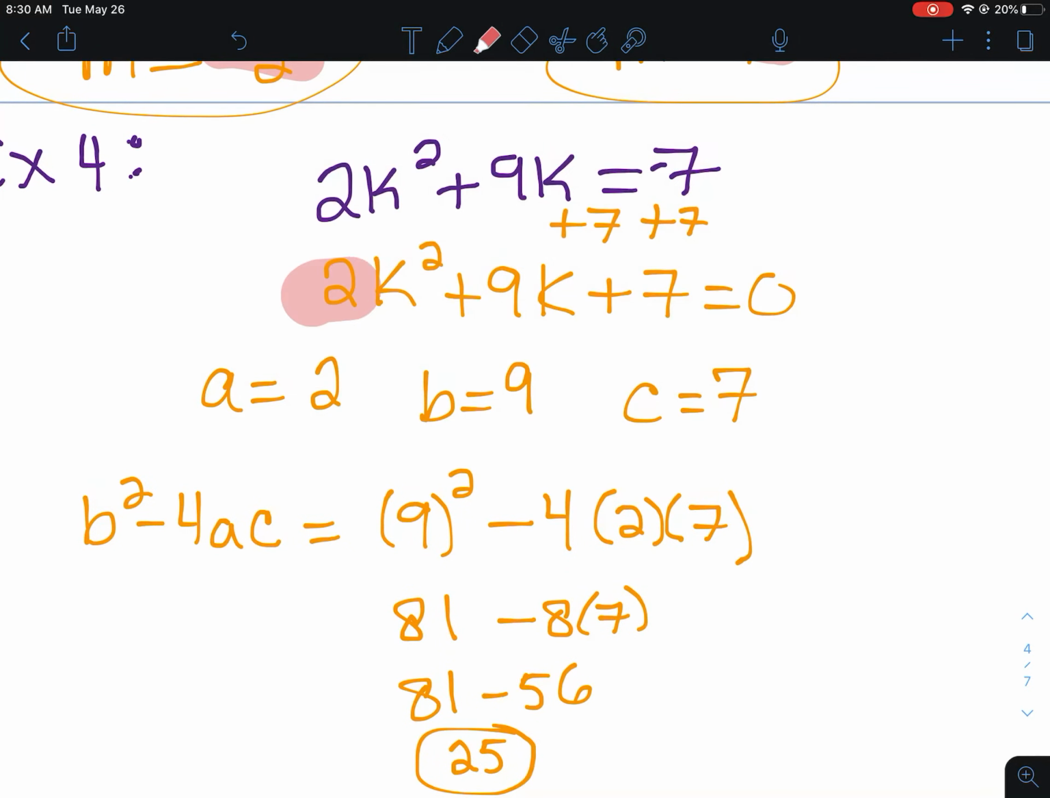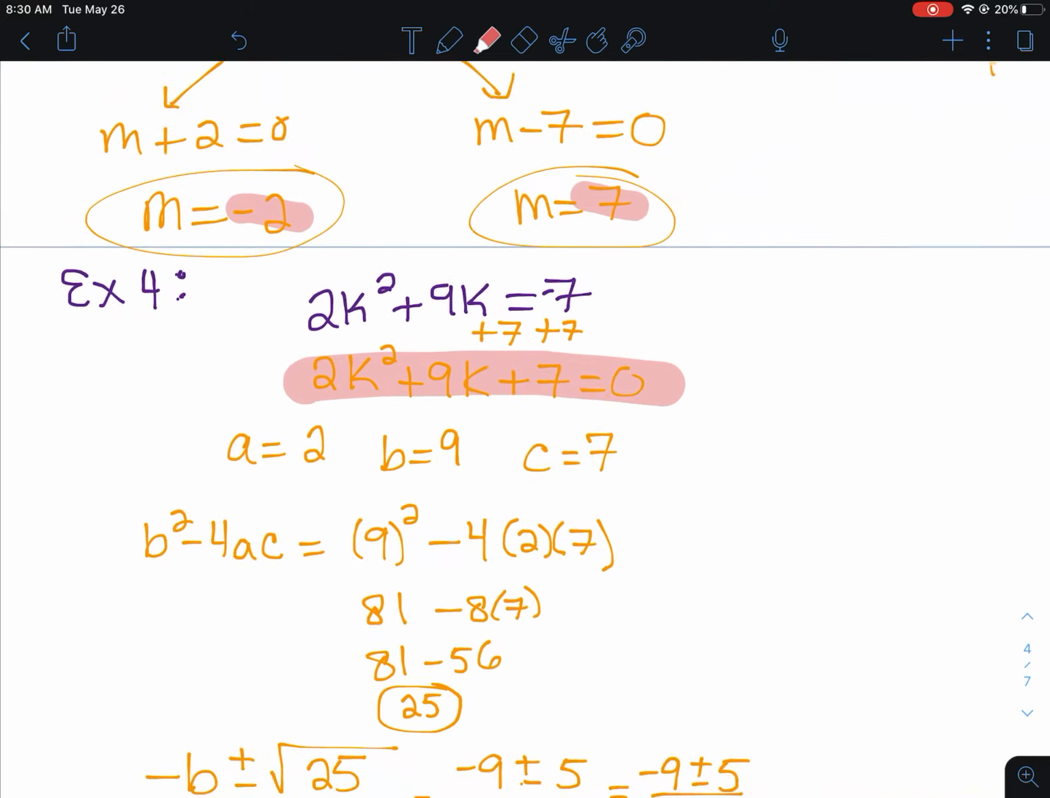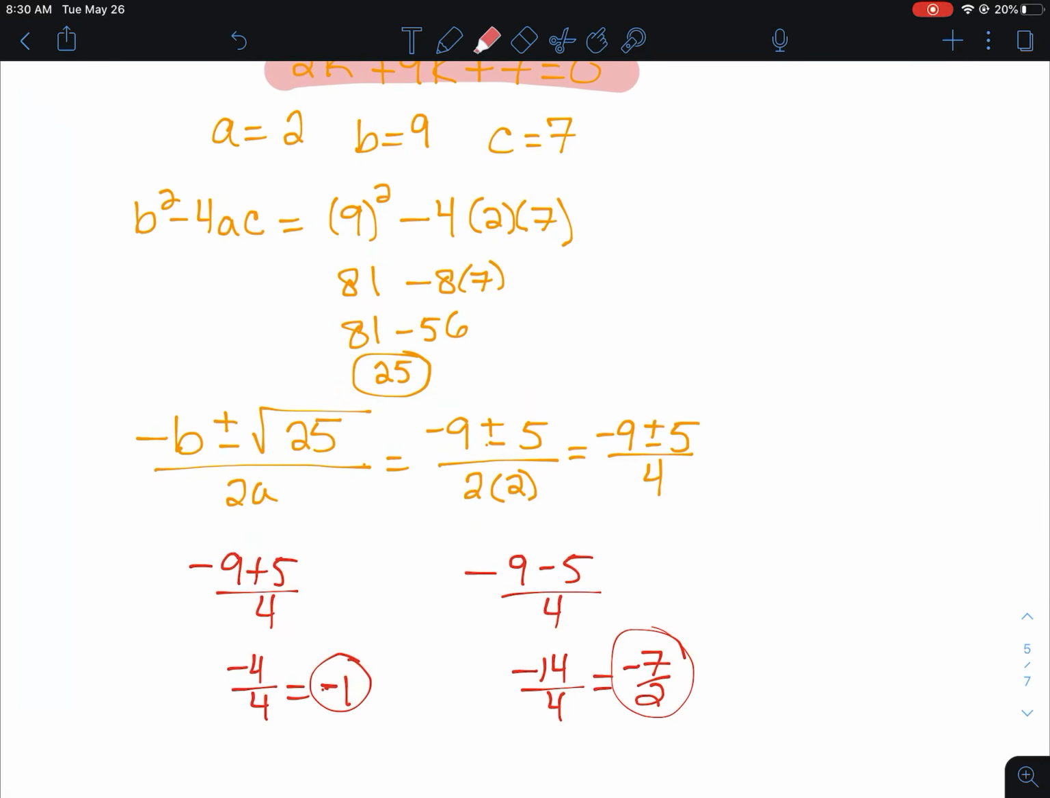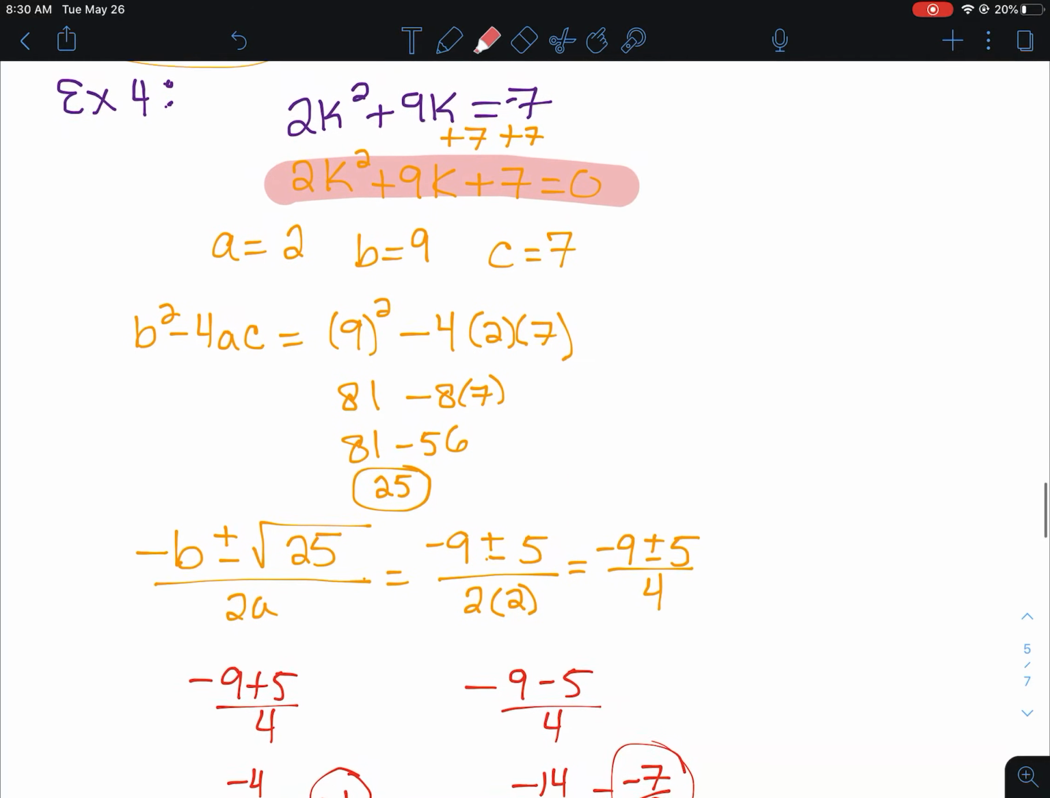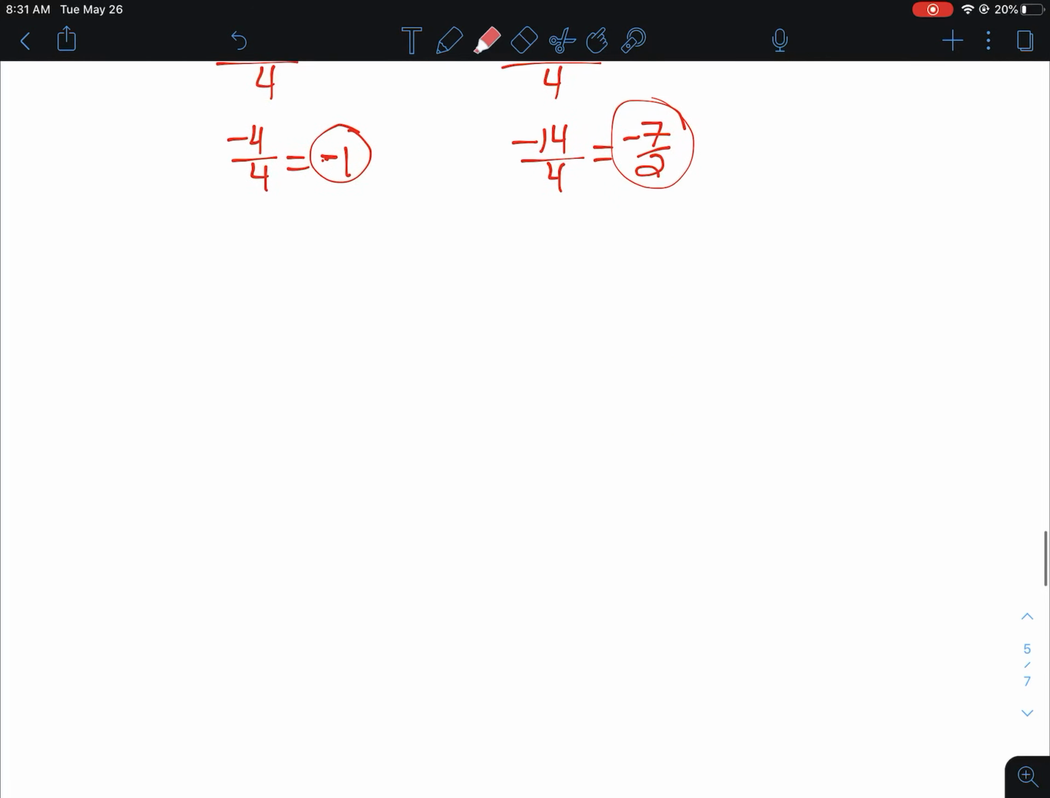This is a problem that you could have done slide and divide if you would like to. You would get the same answer, so this one was actually factorable. But I think slide and divide and quadratic formula are about the same amount of time to actually calculate. So whichever one you prefer is really fine. But those are your solutions.